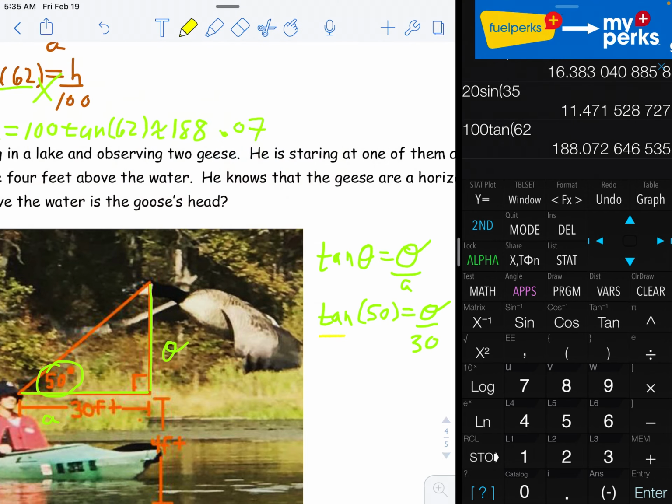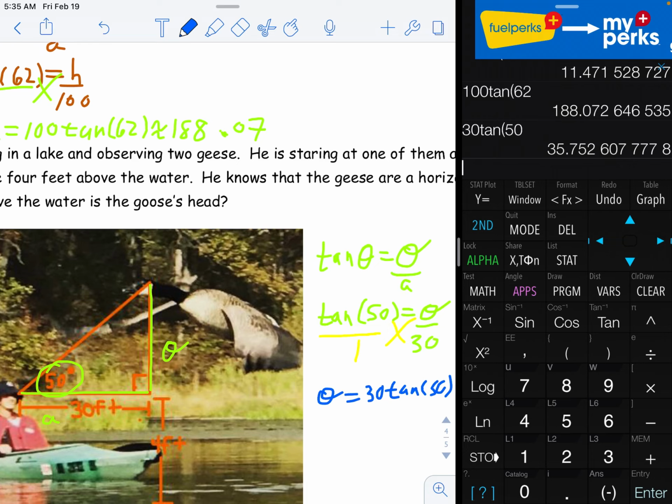So setting it up, we get this. And then we're going to cross multiply. I don't know why I chose yellow. That wasn't a very good color to pick. So let me switch. We're going to get theta or opposite equals 30 tan 50, which is about 35.75.